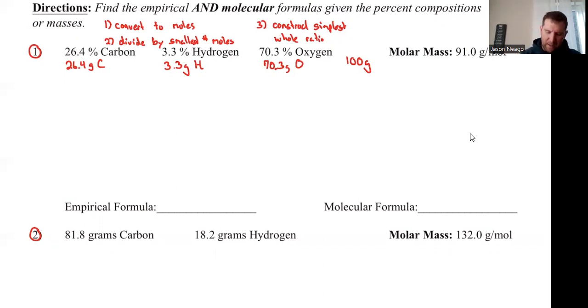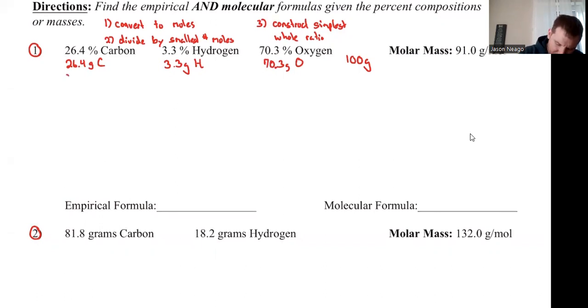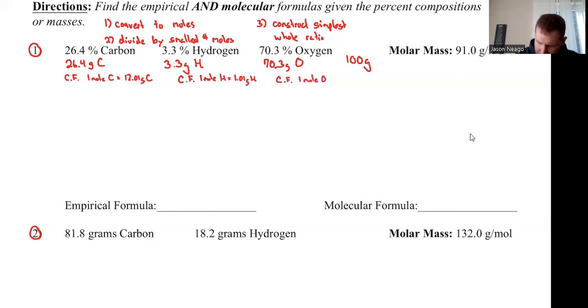So let's just think about it real quick. Let's do the conversion factors for each. My conversion factor for carbon would be 1 mole carbon is equal to 12.01 grams carbon. I can find that from the periodic table. My conversion factor for hydrogen: 1 mole hydrogen equals 1.01 grams hydrogen. And my conversion factor for oxygen is 1 mole of oxygen is equal to 16.00 grams of oxygen. Once again, these come directly from the periodic table. If you're not understanding how to do step number 1, then please go back and rewatch my video on mole conversions.